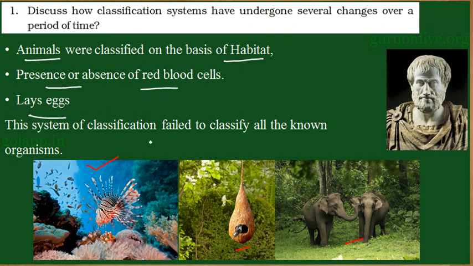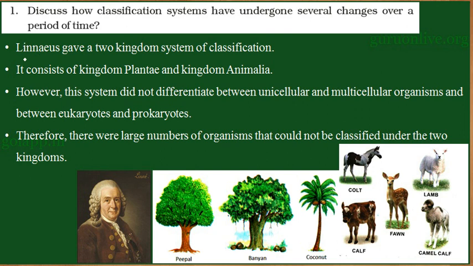Even though this system was the first step of classifying, it failed for many reasons. As we all know, in the aquatic habitat there are different kinds of organisms. It includes invertebrates, vertebrates, amphibians, reptiles and mammals. So we cannot group all these organisms under one category. To solve this, the next system came. This was introduced by Linnaeus, the father of taxonomy. He worked on the classification system of Aristotle and gave two kingdoms.